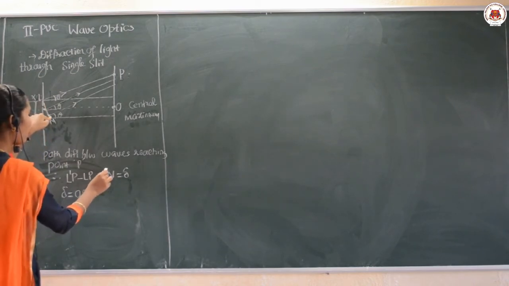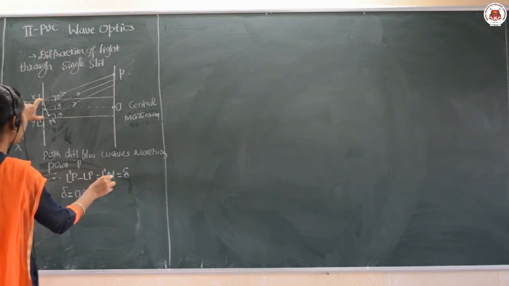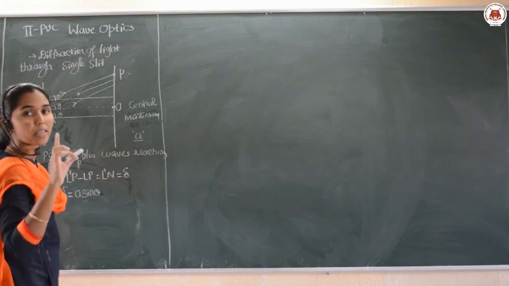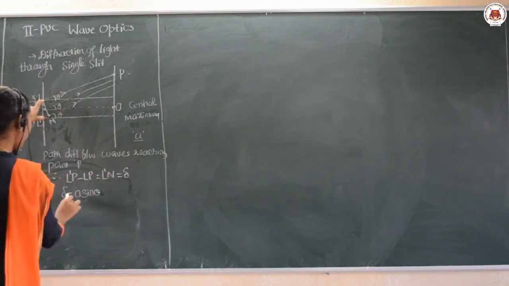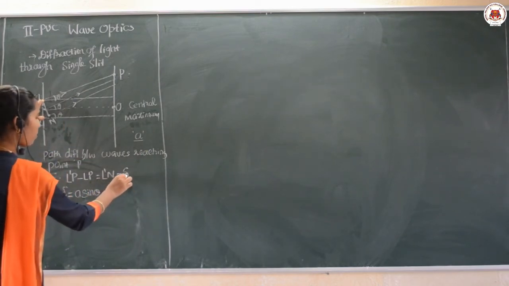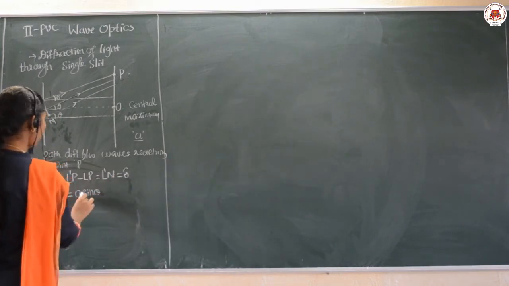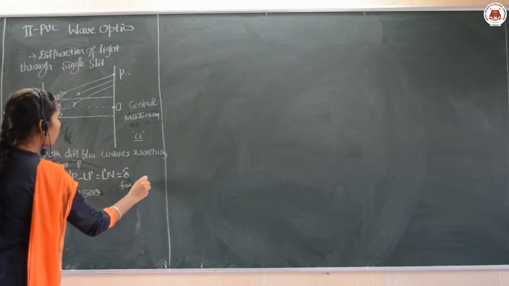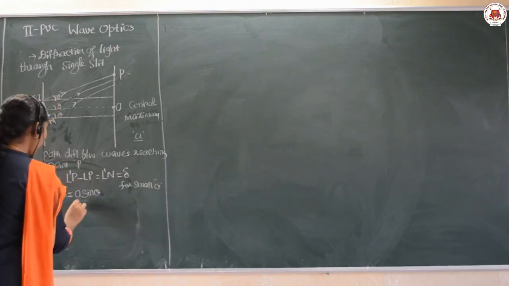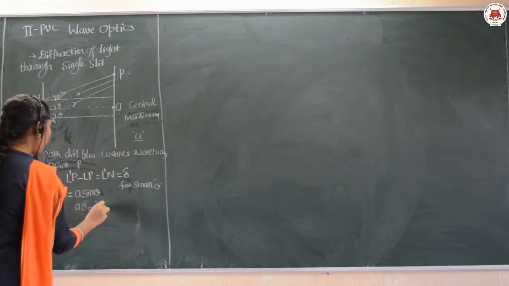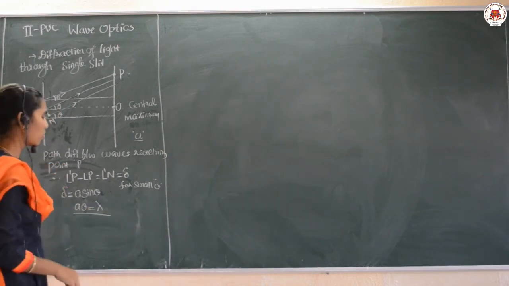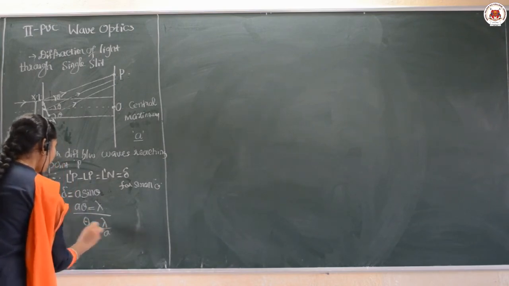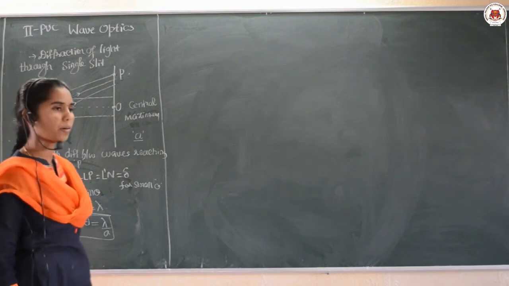Now you want to find L dash N. Therefore L dash, as I told, is A only, that is called the slit width, the width of the slit. Then L dash N is nothing but the path difference, and that is equal to A sin theta. For small theta, this can be given as A theta equal to lambda, or else theta is equal to lambda by A. So this is an important formula.